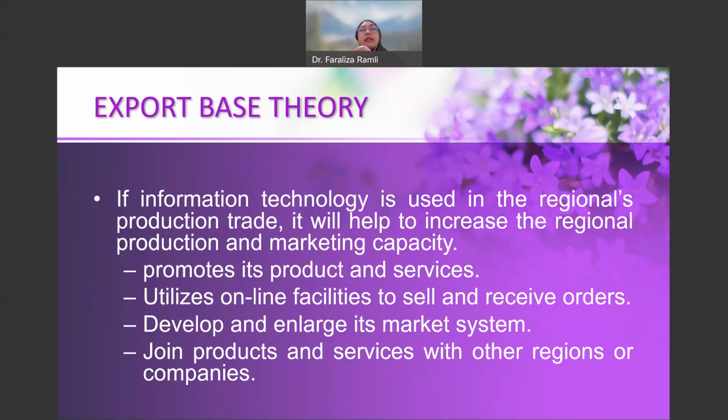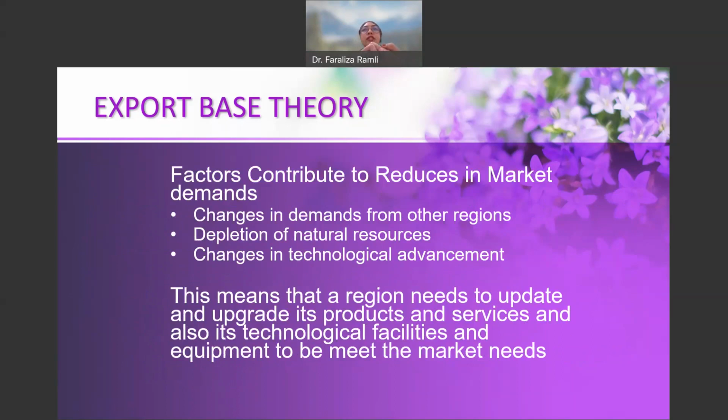Okay, develop and enlarge its market system and join product and service with other regions or companies. Joint venture. So with a joint venture, they have new ideas, new energy, and a new environment. Okay, this is a factor contributing to reduced market demand, or change in demand from other regions, depending on demand for the goods and services. We have to know from the customer. Okay, give what they want, not give what I want to give.